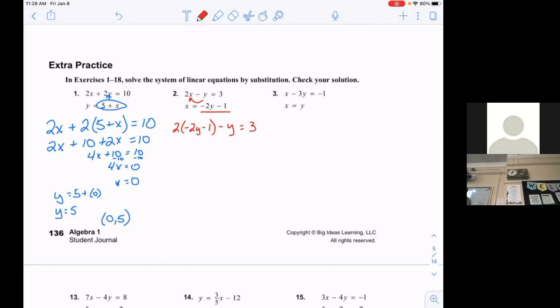Again, we're going to take care of the parentheses. 2 times negative 2y is a negative 4y. 2 times negative 1 is negative 2. We have some y's to collect. That's negative 5y. In the same step, I'm going to add the 2 over.